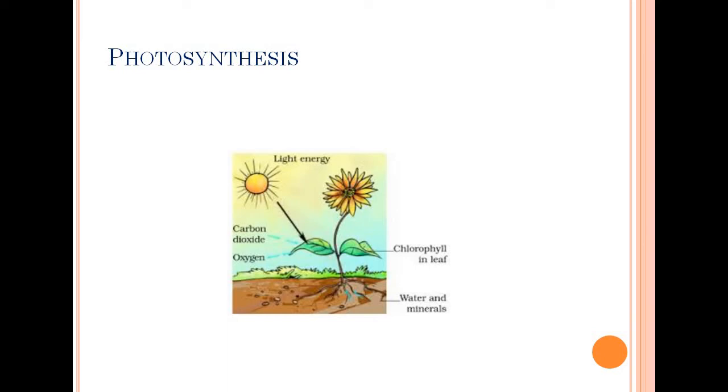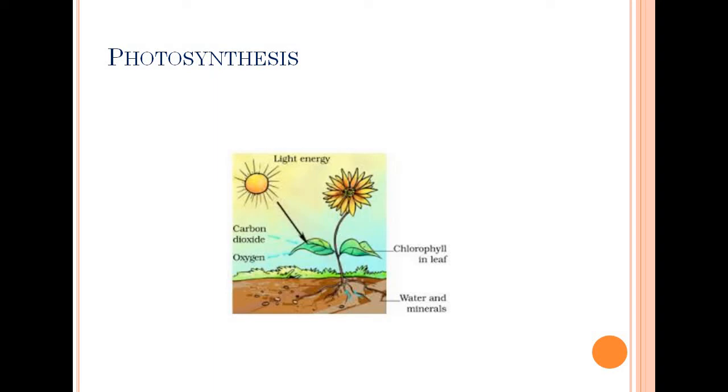Another raw material is chlorophyll. Chlorophyll is a green pigment, as you can see in the figure. It is present in the green leaf and gives it the green color. And since it is present in the chloroplast, that is the site of photosynthesis. The third raw material is sunlight. As we know, the sun is the ultimate source of light. So, light is being taken from the sun.